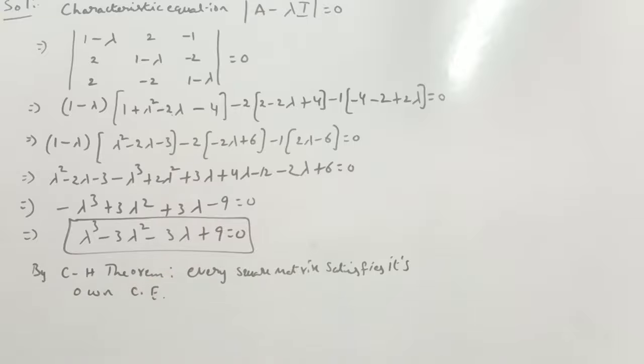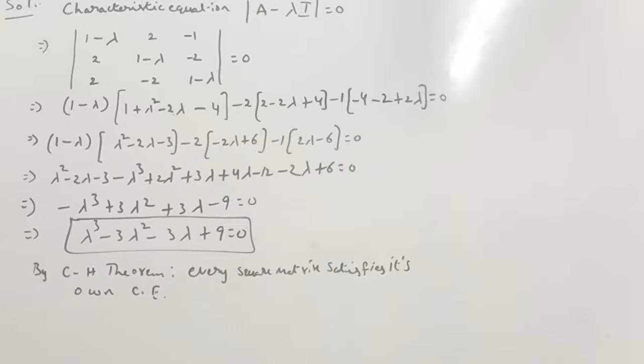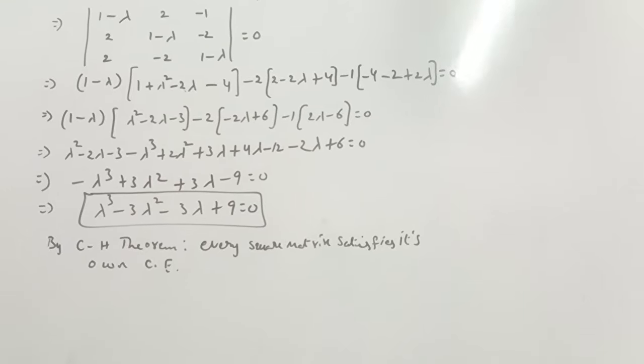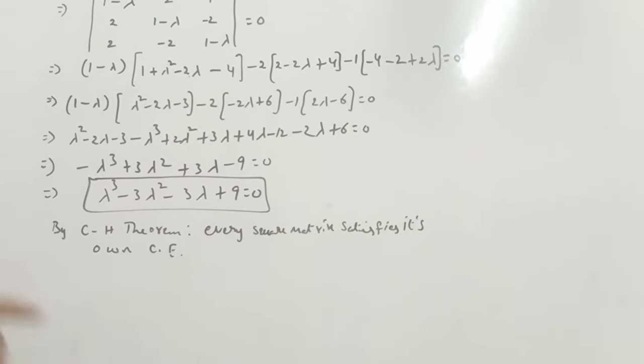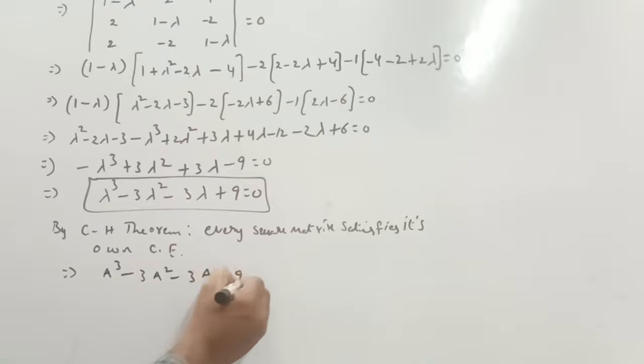Every square matrix satisfies its own characteristic equation. That statement you have to write. Now you have to substitute A in place of lambda. So if I substitute A in place of lambda, I get A cubed minus 3A squared minus 3A plus 9, which is a constant, so you have to take it as the unit matrix, 9I. This should be how much? We have to get 0.